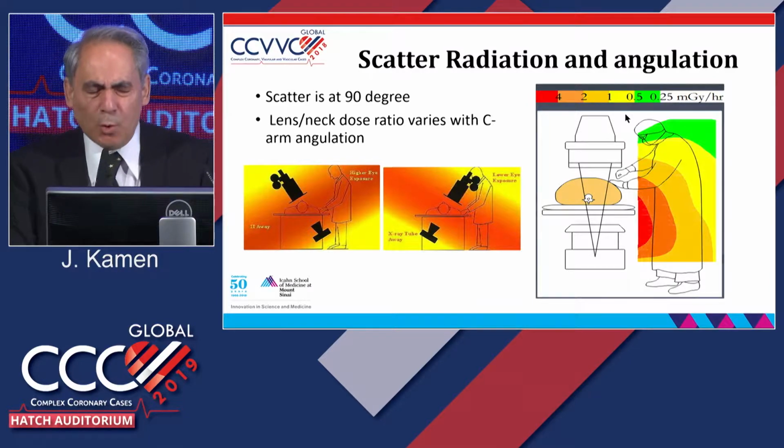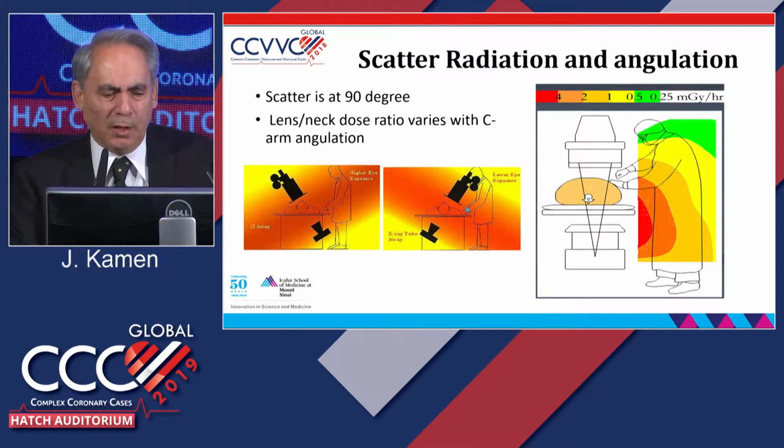Scatter is important. If you want to reduce the scatter radiation to your eye, you must be in this situation, not in this situation, which is to try to put the tube on the other side of the table, not on your side. You follow me?